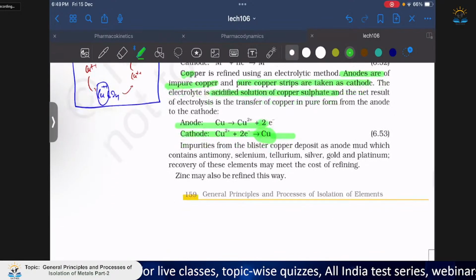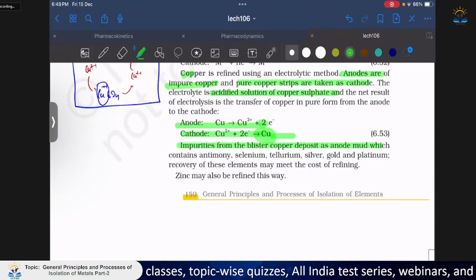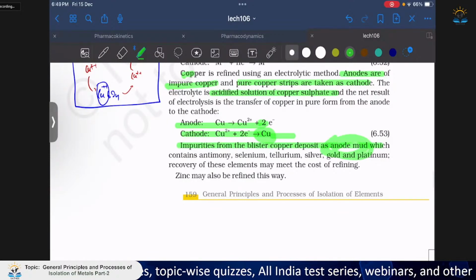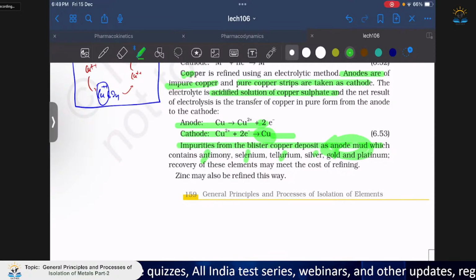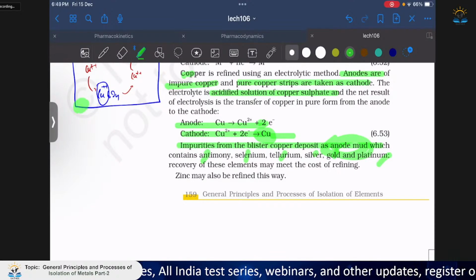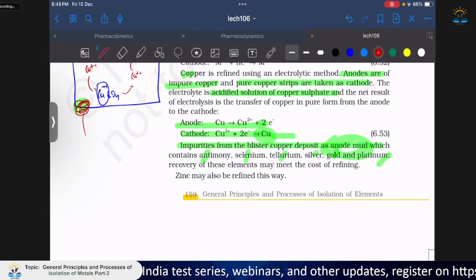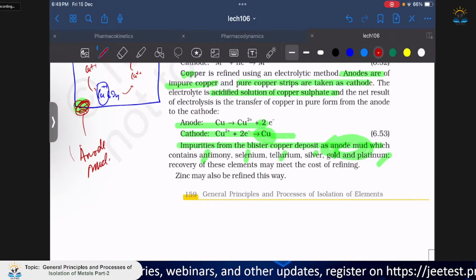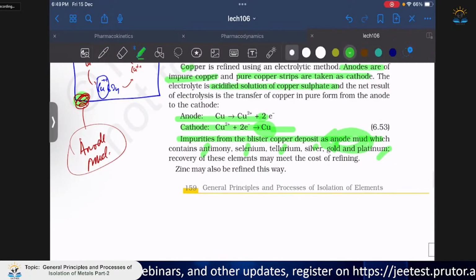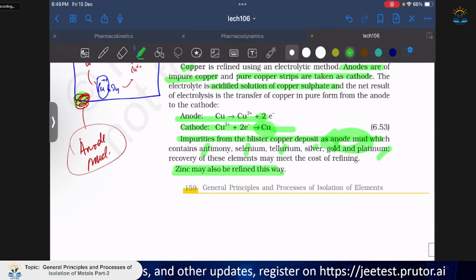Copper is being deposited. Impurities from the blister copper deposit as anode mud. This is important. Anode mud contains antimony, selenium, tellurium, silver, gold, and platinum. So some anode mud will be deposited here near the anode. Zinc may also be refined this way.